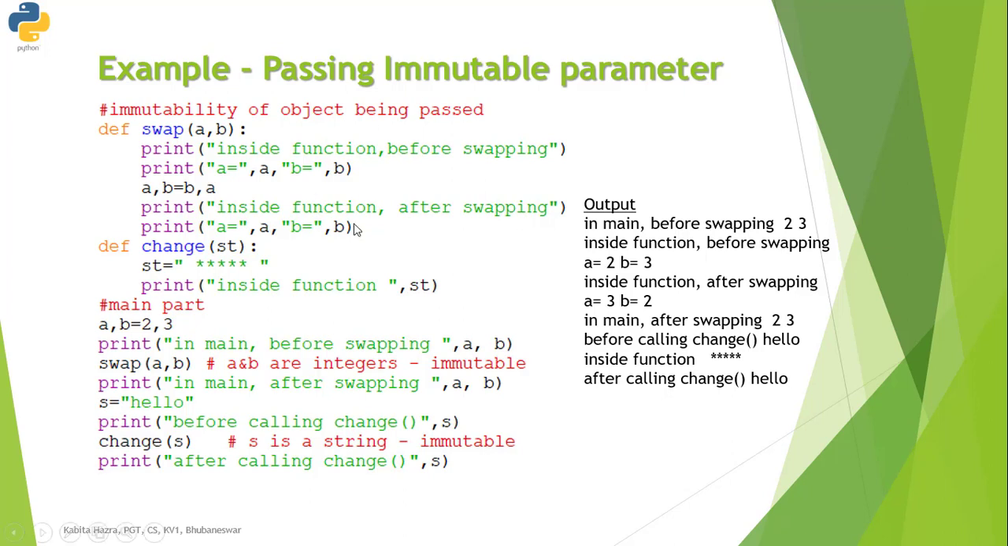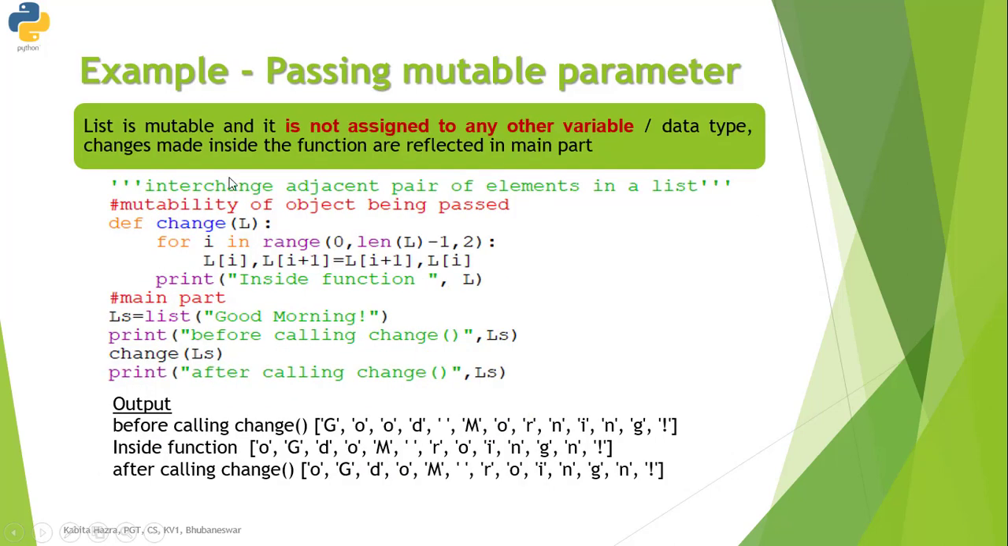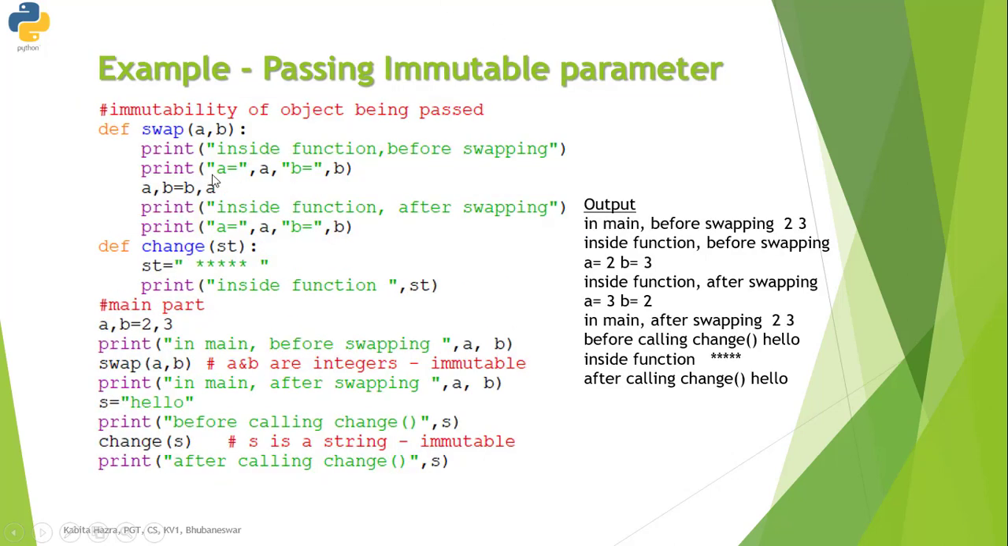In this example, we are trying to swap two numbers where a and b are two integers. Integers are immutable, so inside the function their values may change. Like this print statement prints the original values, and this is the statement for swapping. After swapping, inside the function the changed value is there, but when it returns to the main function, that is the caller, and we try to print the values of a and b, they remain the same. Similar is the case for string.